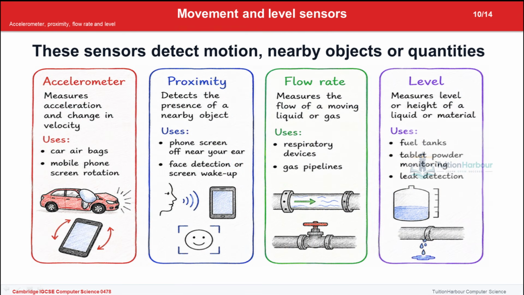Movement and level sensors. Accelerometers measure acceleration and changes in velocity. Proximity sensors detect nearby objects. Flow rate sensors measure moving liquids or gases. Level sensors measure the height or quantity of a liquid or material.